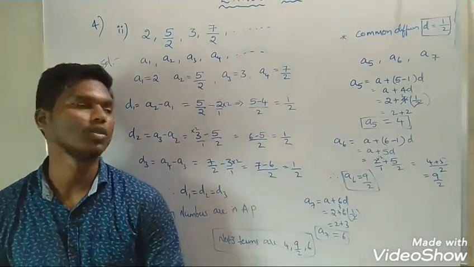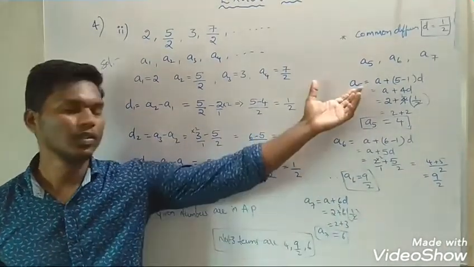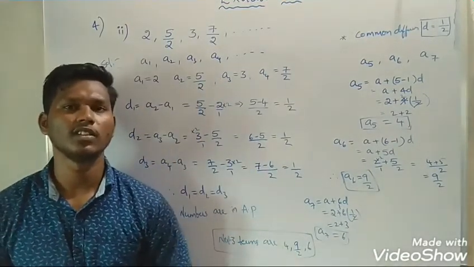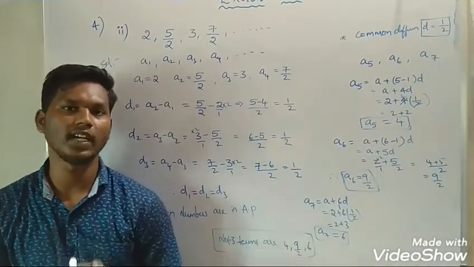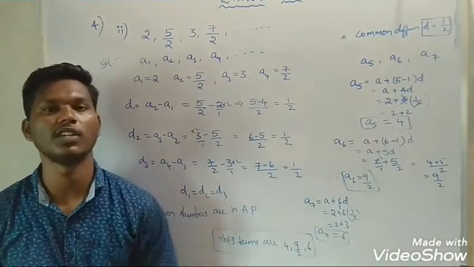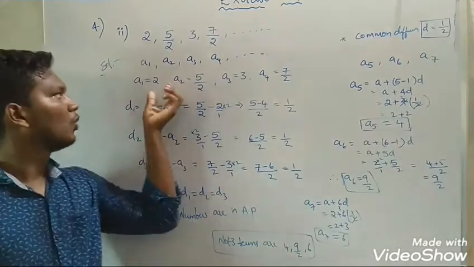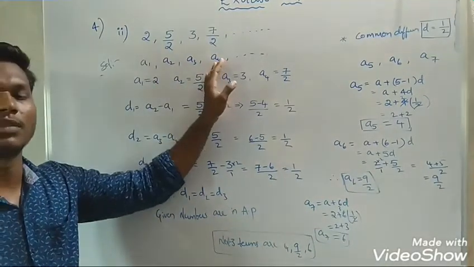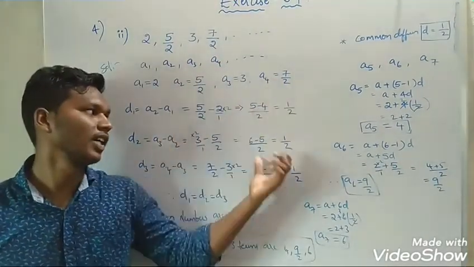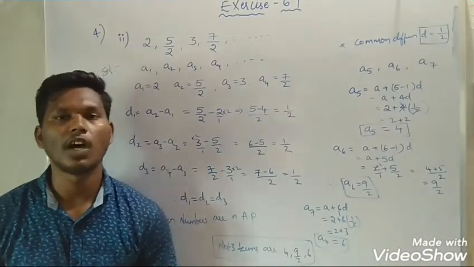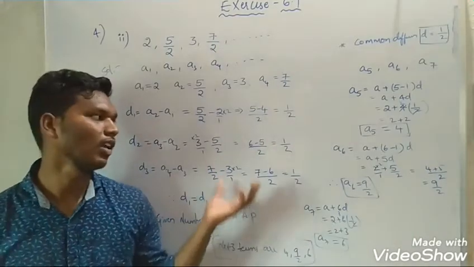So problem number 3, 4. So simply, friends, write the given numbers in the form of a1, a2, a3 and a4 and so on. So find the common difference. What is the formula for common difference? D is equal to a2 minus a1. So already you know the values of a1, a2, a3, right? Substitute the values and you will get the common difference. So once the common difference is same, they are in AP. If the common difference is not same, then the numbers are not in AP.